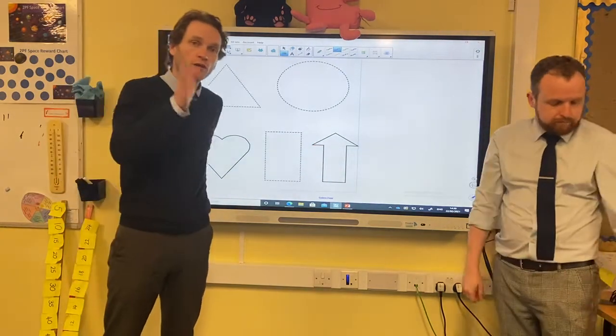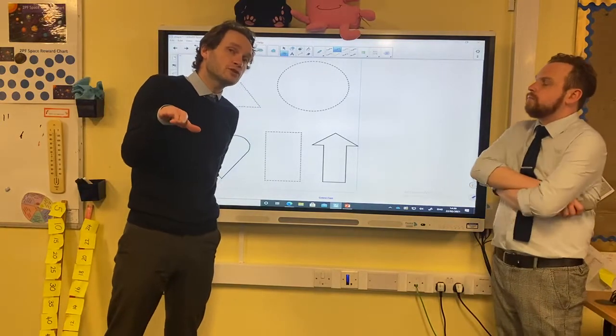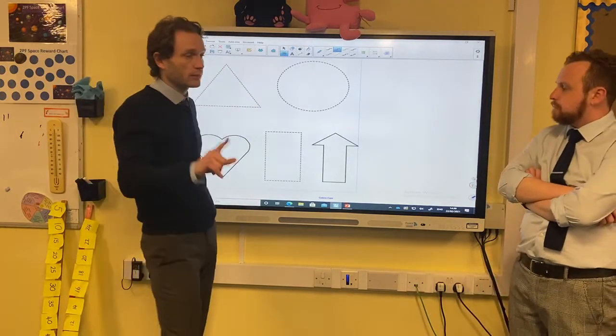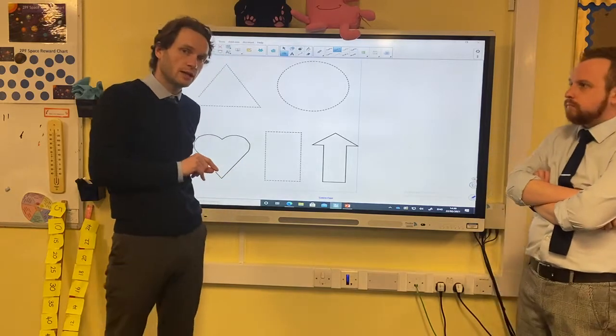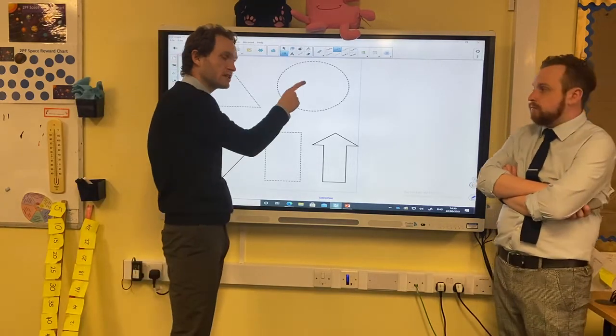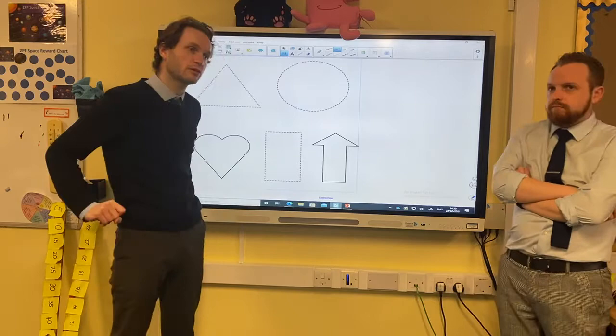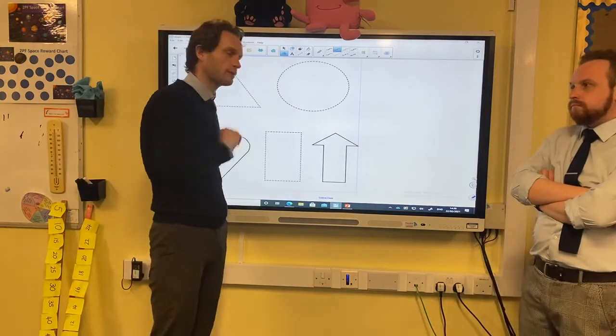Draw on. There may be more than one line of symmetry in some of them. There may be just one in some of them. So really think about it. This one in particular is very interesting, the circle. So really do talk about that, think about that one.